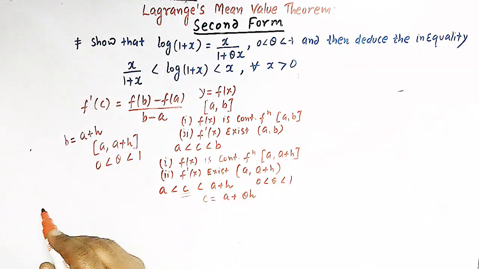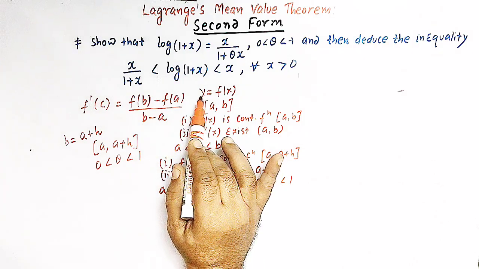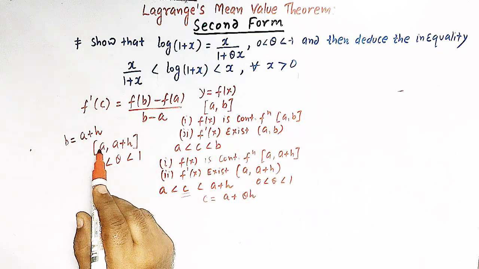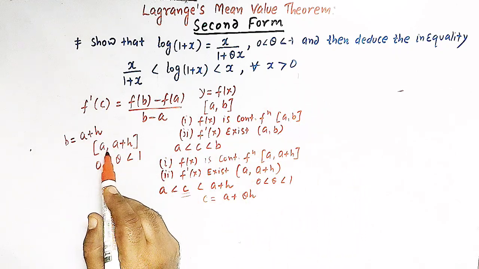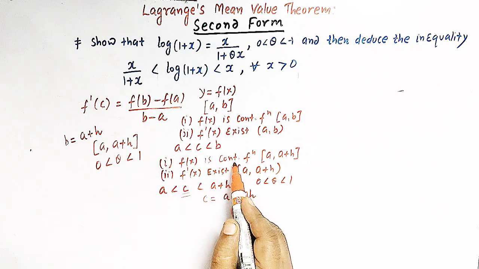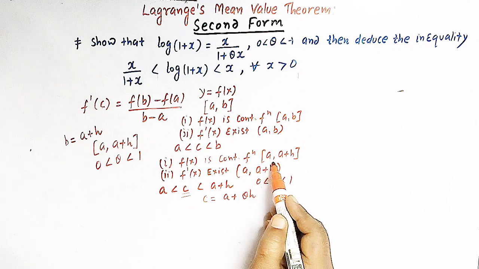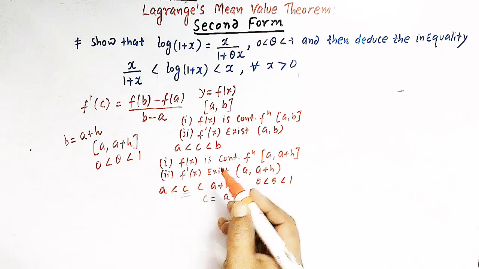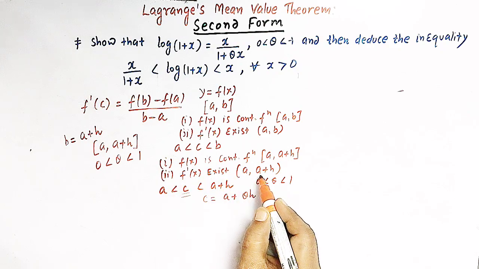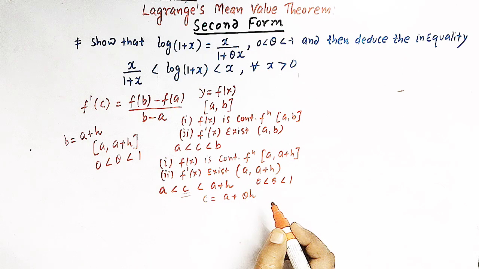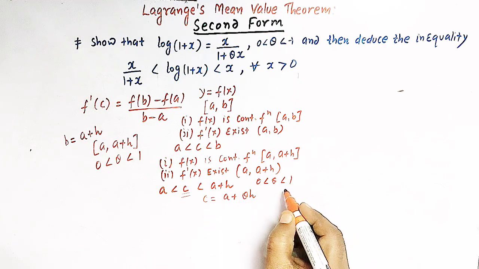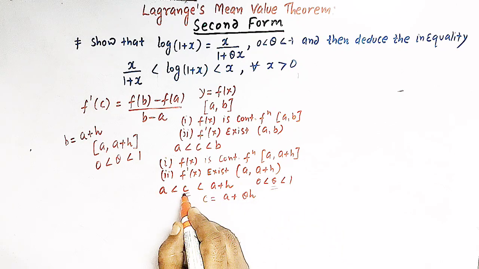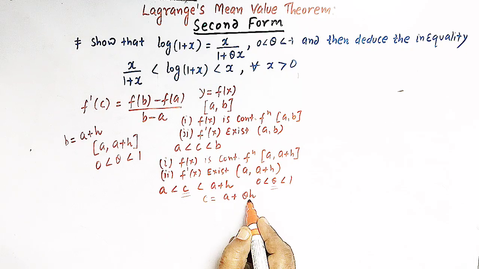Right? So the second form of Lagrange's mean value theorem says that if we have a function y is equal to f of x, which is defined in some domain D, and if we take an interval that is a comma a plus h, and if f of x is a continuous function in the closed interval a comma a plus h, and the function f of x is differentiable in the open interval a comma a plus h, then there must exist at least one number theta, such that theta lies between 0 and 1, and this c is given by a plus theta h, right?